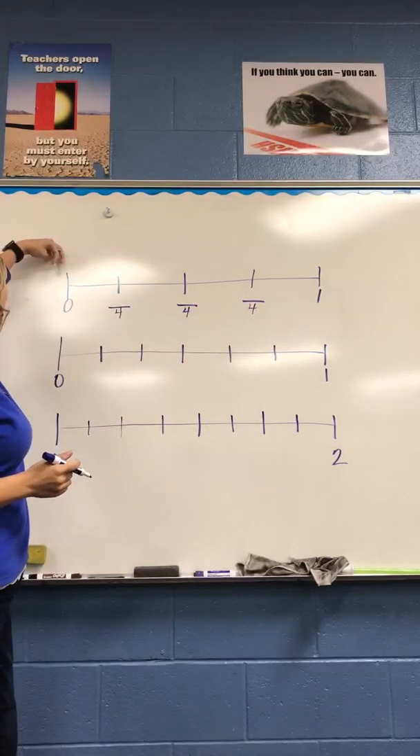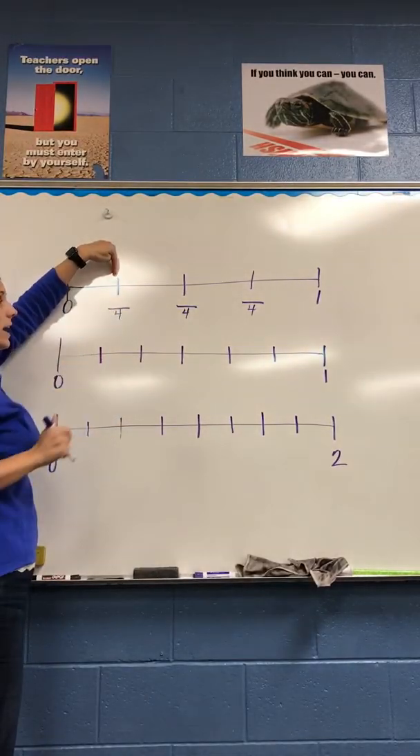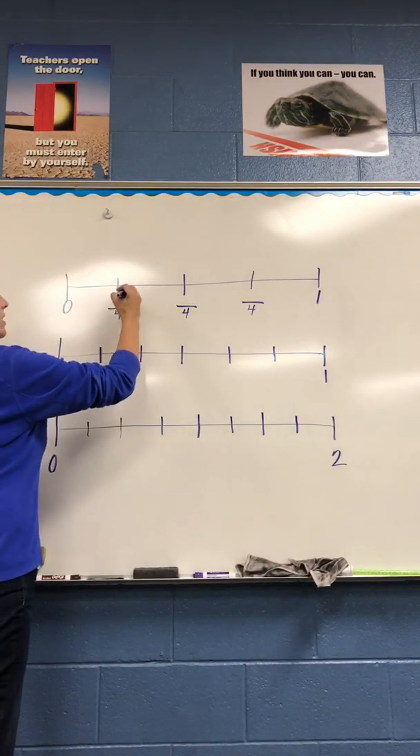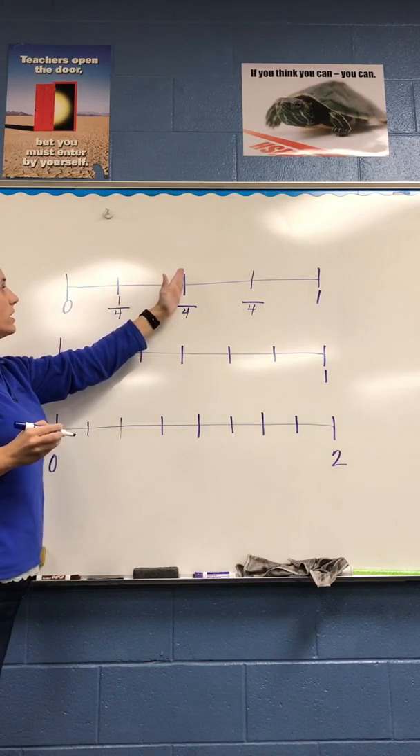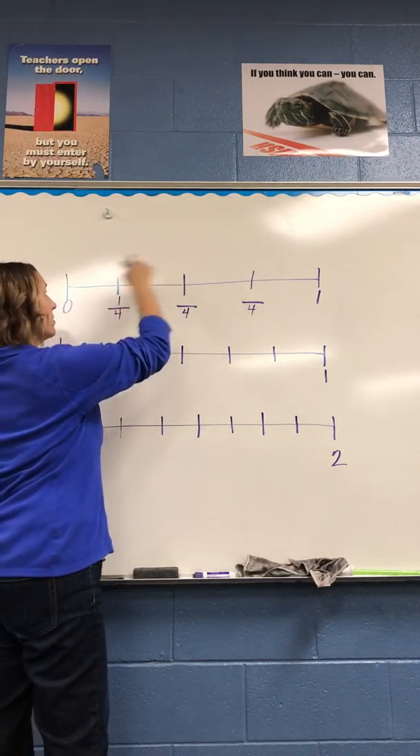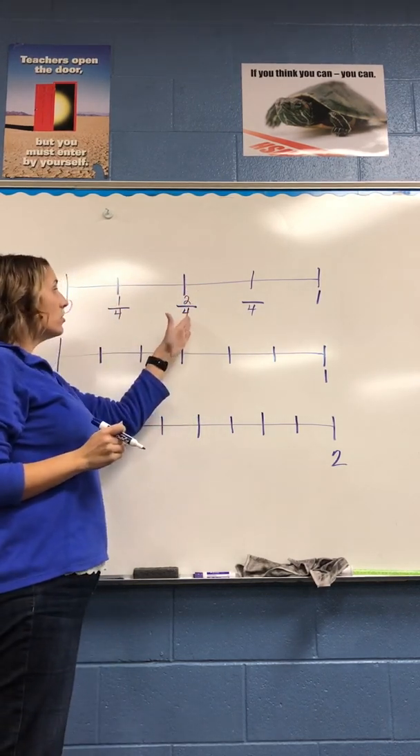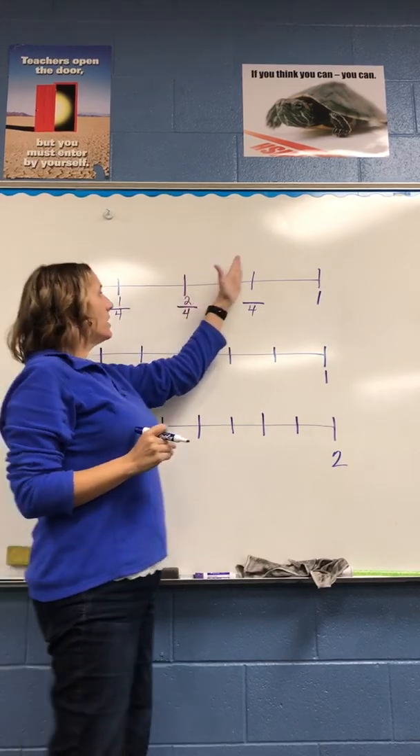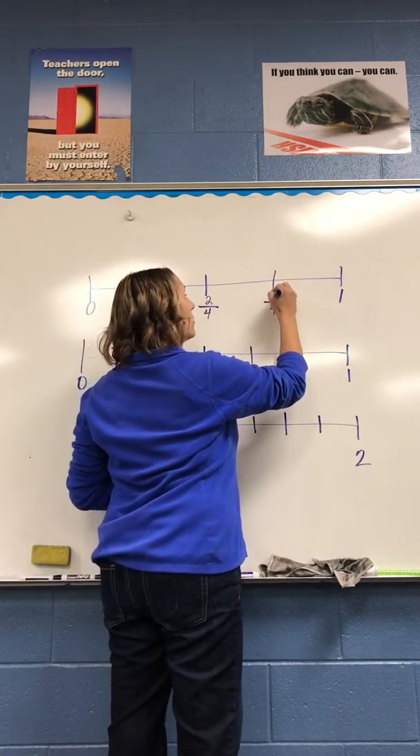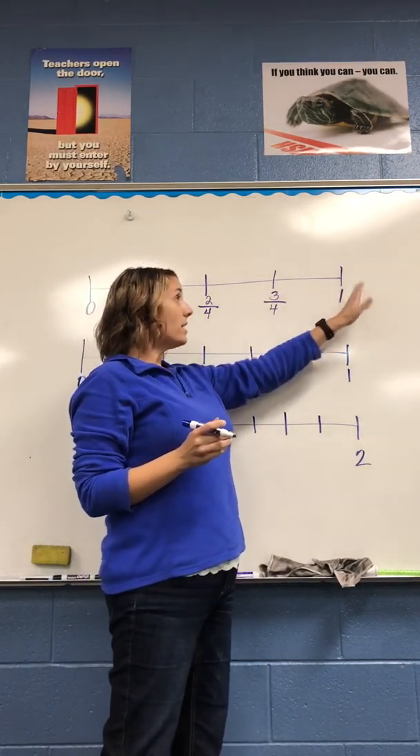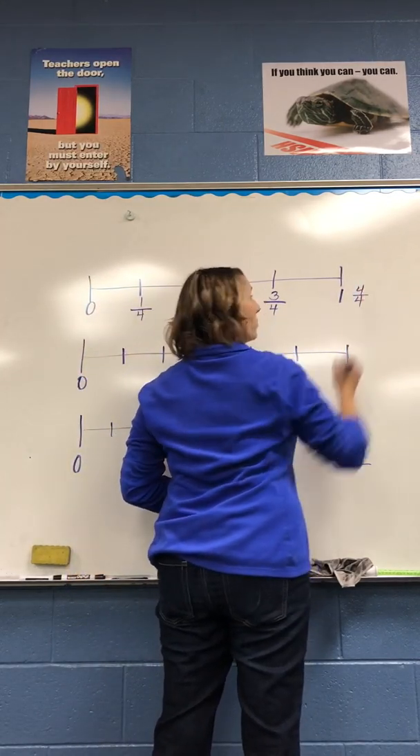So if I started running here, and I got this far, how many sections did I run? I just ran 1, right? So that is 1 out of 4, or 1/4. If I run here, I'm halfway through my race, right? But I ran 2 sections out of the 4. So this is 2/4. If I keep running, I've run 1, 2, 3 out of the 4 sections. Now I get to the end, I've run 1 whole race, which we could also number as 4/4.